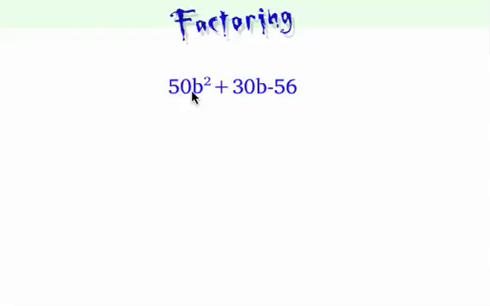Okay, we're factoring 50b squared plus 30b take away 56. The first thing we're going to do is ask, do we have a common factor? Like what goes into 50, 30, and 56? Well, they're all even, so the only thing I can think of is 2. So I'm going to factor out the 2. Now, we have 25b squared plus 15b take away 28.